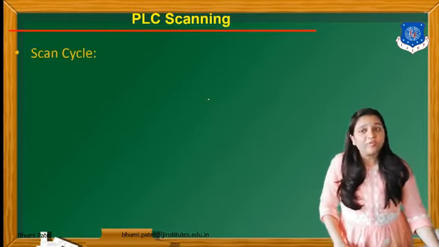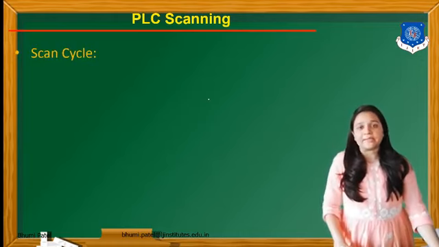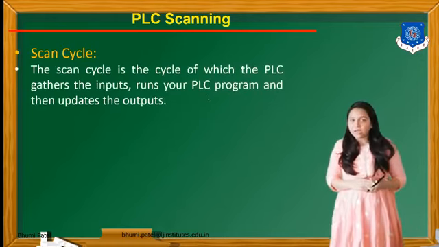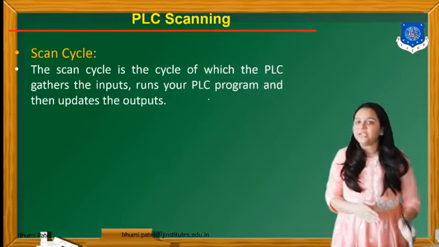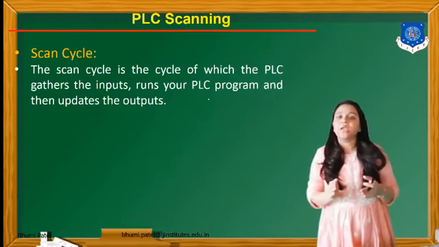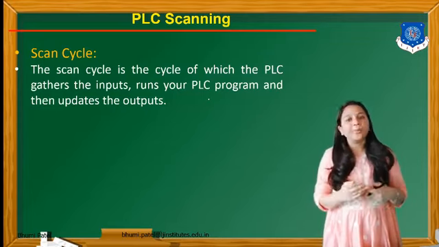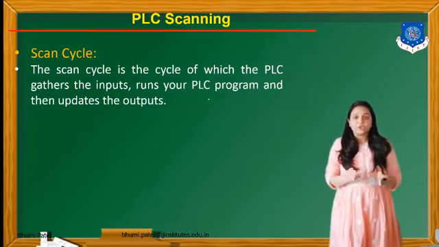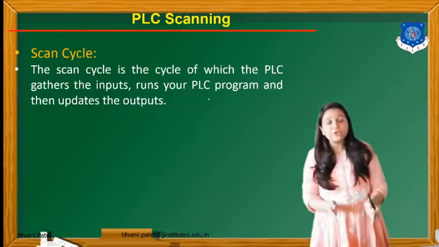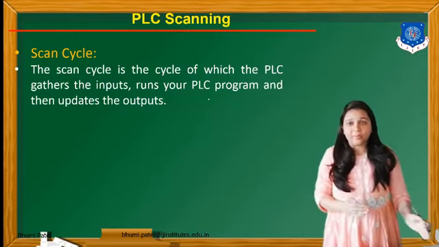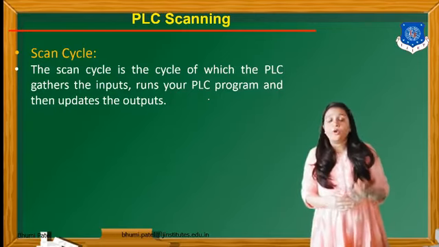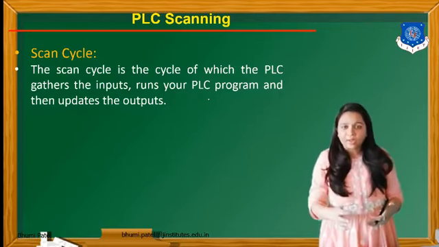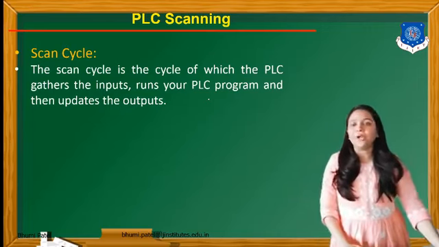First of all, we need to know what the scan cycle is. The scan cycle is the cycle in which the PLC gathers the inputs, runs your program, and then updates the output. This total time is known as the scan time. So the scan cycle includes the input, the PLC program logic, and the output data.